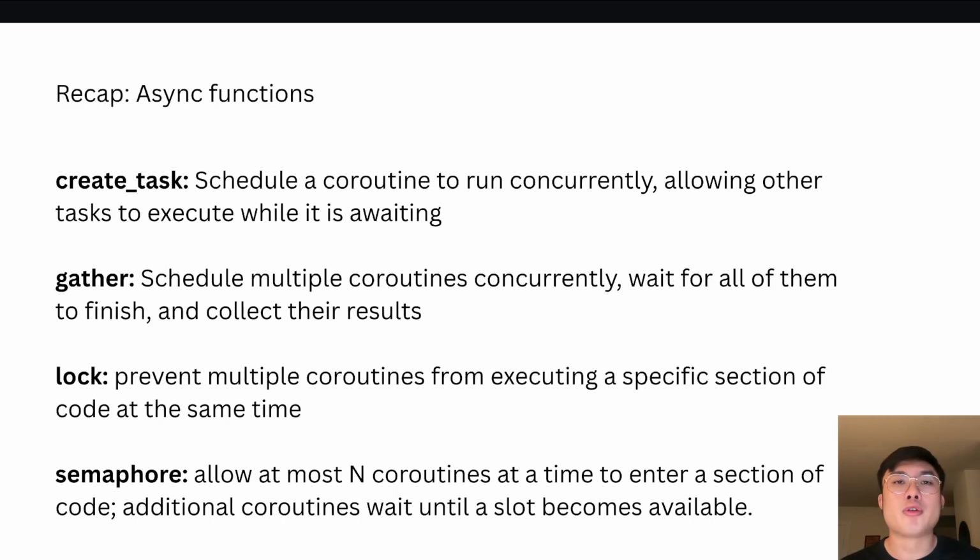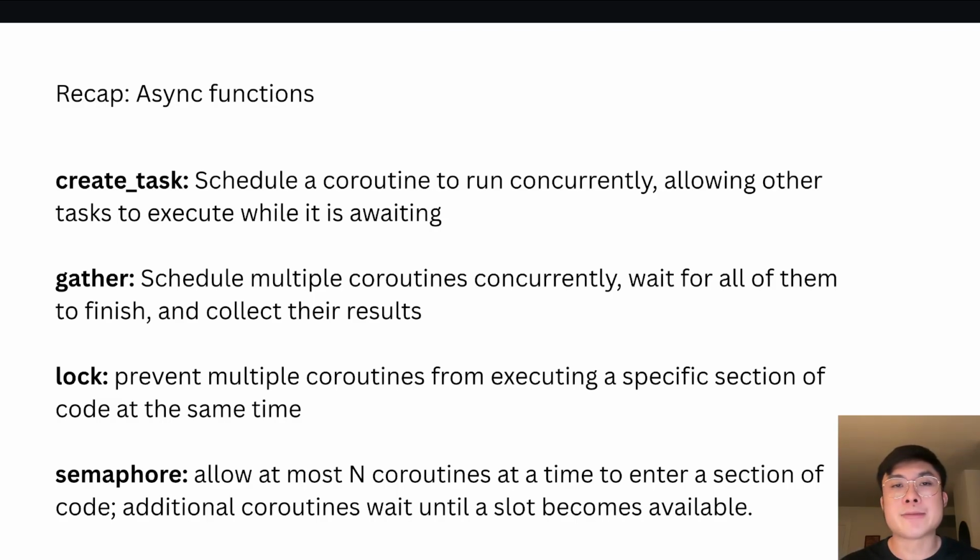So to start a coroutine function and schedule it to run concurrently with other coroutines, we would use the create_task function. Furthermore, if we want to schedule multiple of these coroutines in one shot, we could use the gather function. This will wait for all of them to finish their computation and then collect their results.